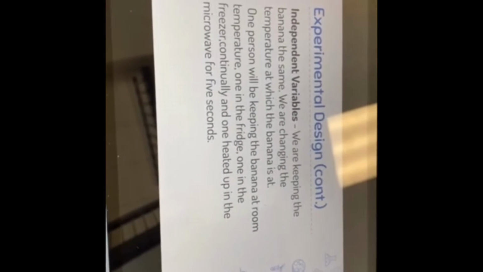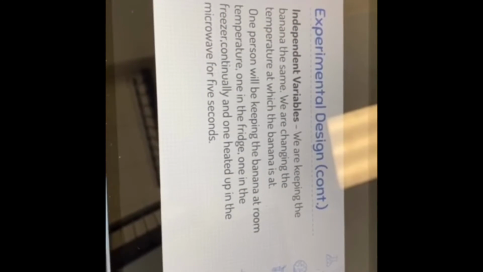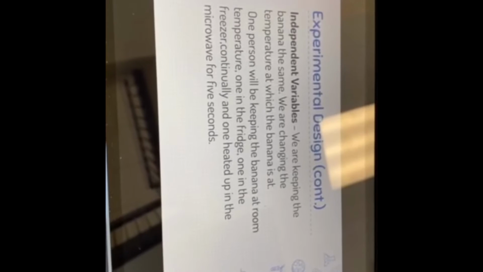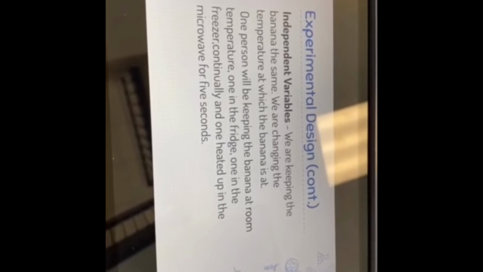Experimental design. The experimental control is the banana that is at room temperature 24/7. Independent variables: we are keeping the banana the same, and we are changing the temperature at which the banana is kept. One person will keep the banana at room temperature, one in the fridge, one in the freezer, continually, and one heated up in the microwave for 5 seconds.